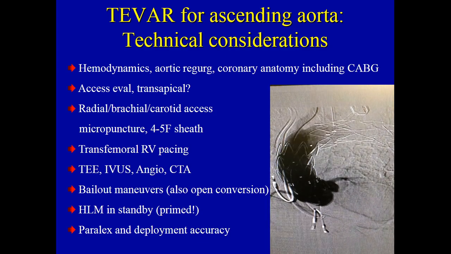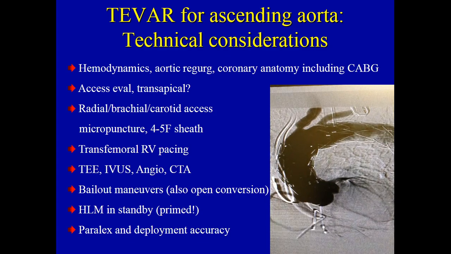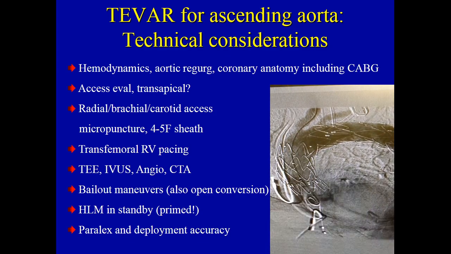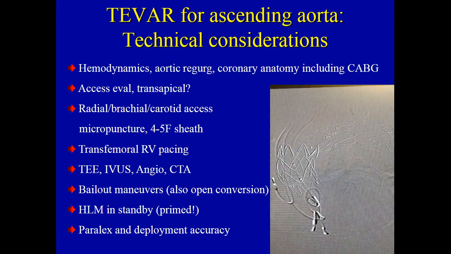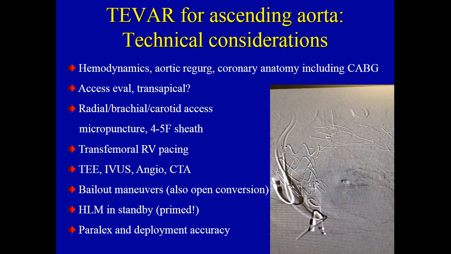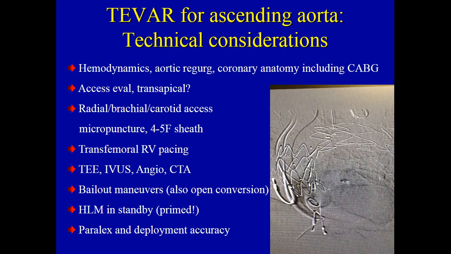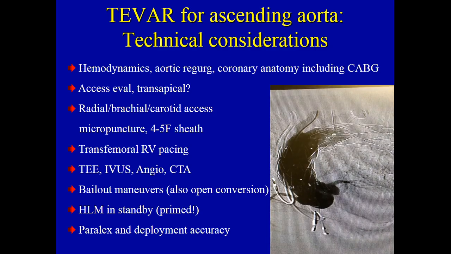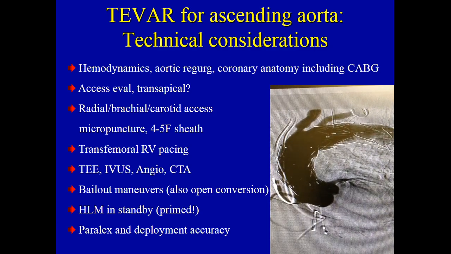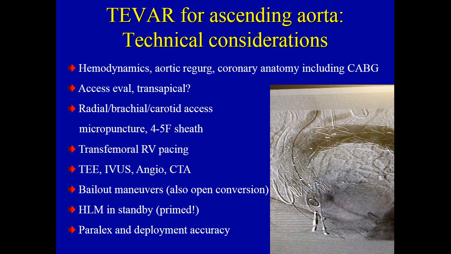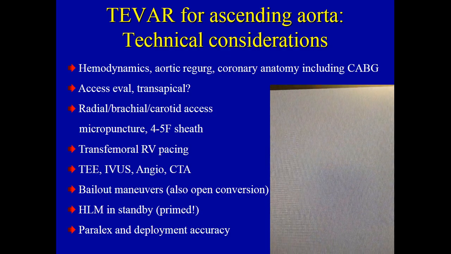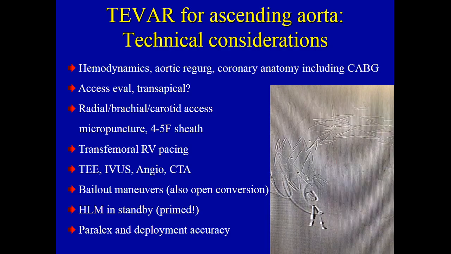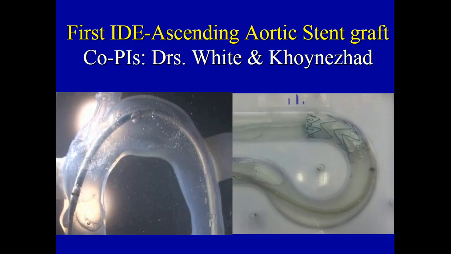And we have imaging before and evaluate the access vessels. We look for transapical versus alternative options, including carotid options and subclavian. We have radial, brachial, carotid access where the angiographic imaging is performed. We use IVUS usually transfemorally, and the device is typically deployed in 90% plus transfemorally as well. And we have a heart-lung machine on standby available for this as well.